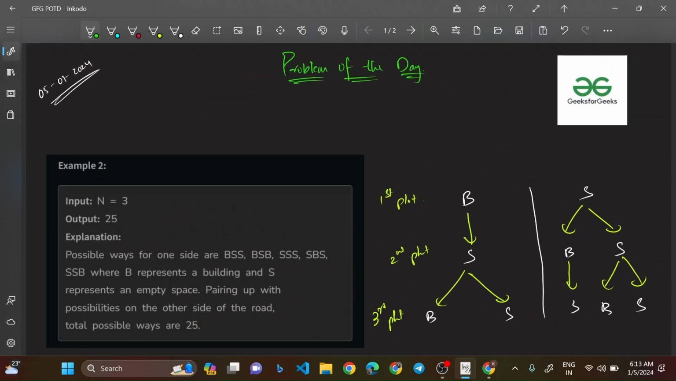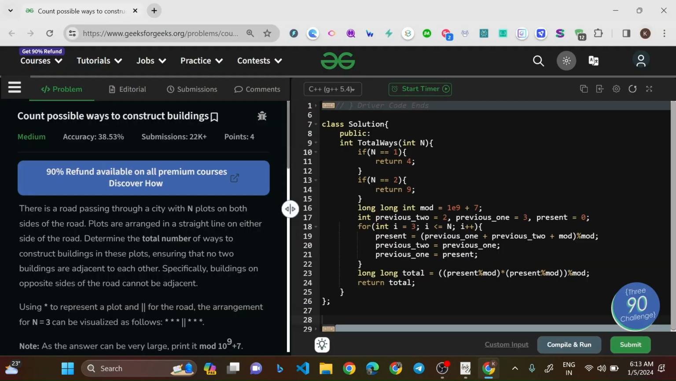The same thing I've put in the code. So if n equal to 1, return 4. N equal to 2, return 9. But what if this is not the case? N equal to 1 is not the case, n equal to 2 is not the case, they have given some other n value. Then take mod, and previous 2 in the sense 2 and previous 1 equal to 3.